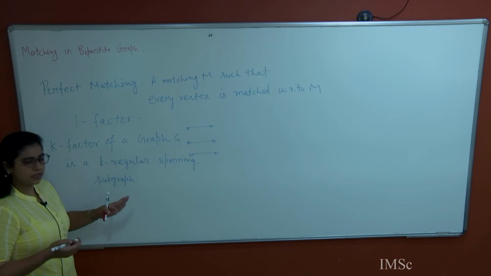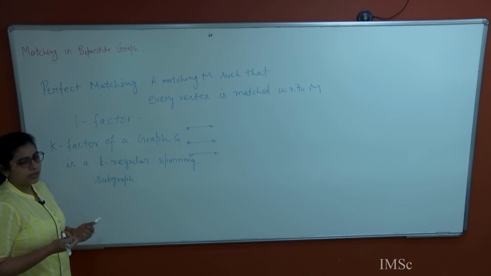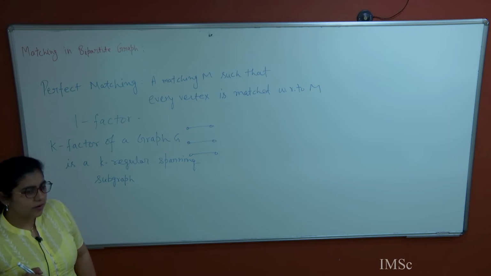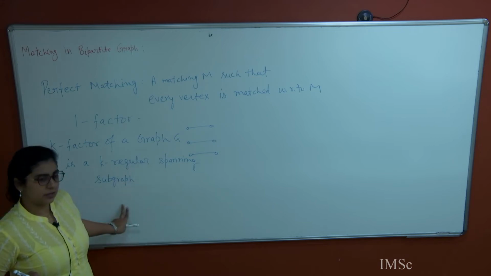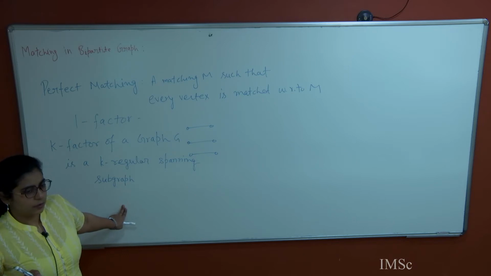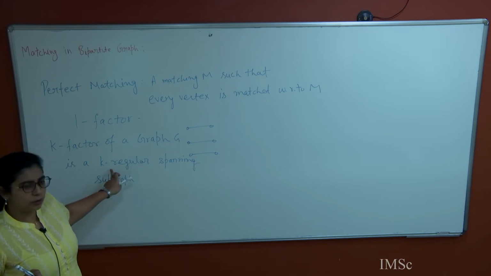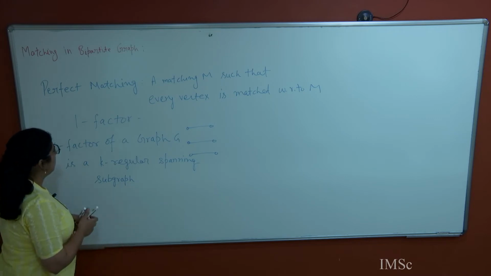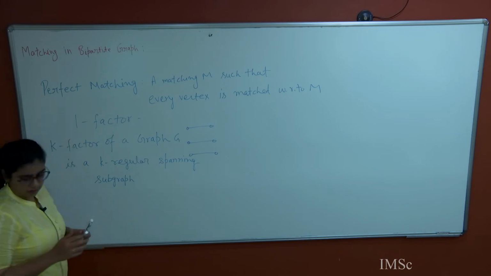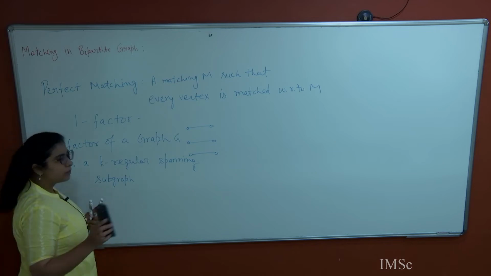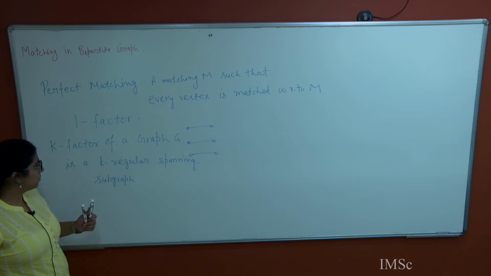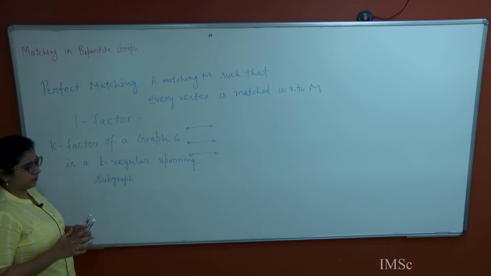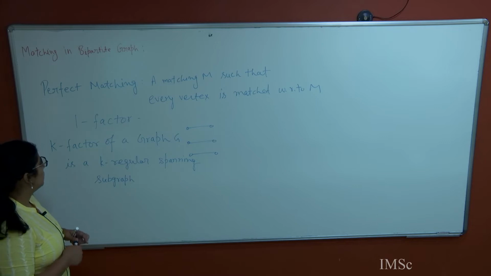What is a two-regular spanning subgraph? For any G, what could the two-regular be? A k factor should cover every vertex, yes, because it's a spanning subgraph. So a two factor would be a two-regular spanning subgraph. That means a union of cycles, disjoint cycles.